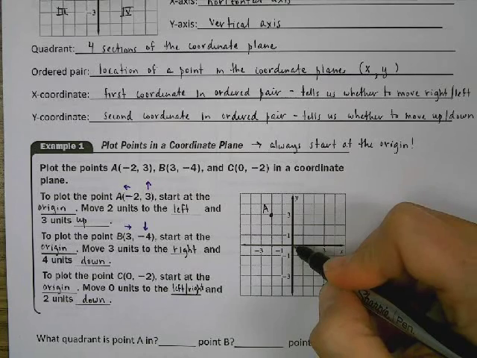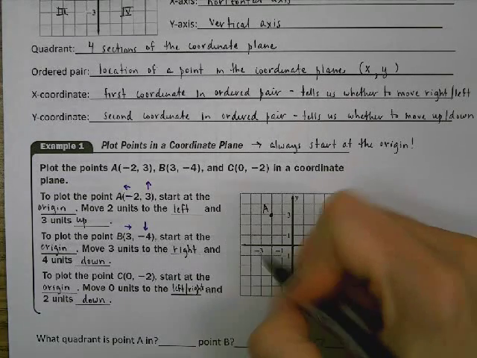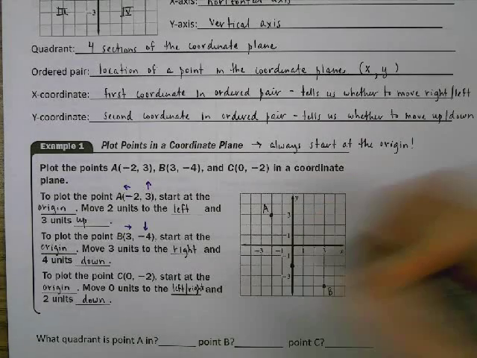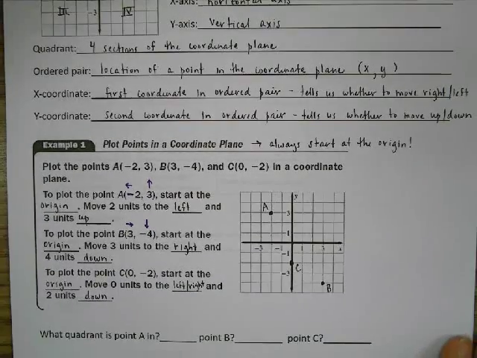So again, I start at the origin. 0 tells me to stop. I stay where I am. And I just move 2 down. So you can see that point ends up on the y-axis. And then I go ahead and label it. So that's how we plot points.